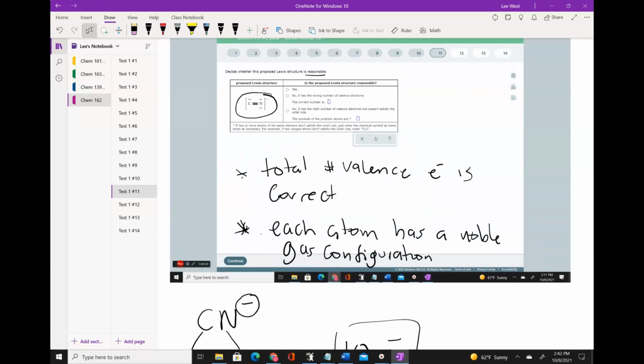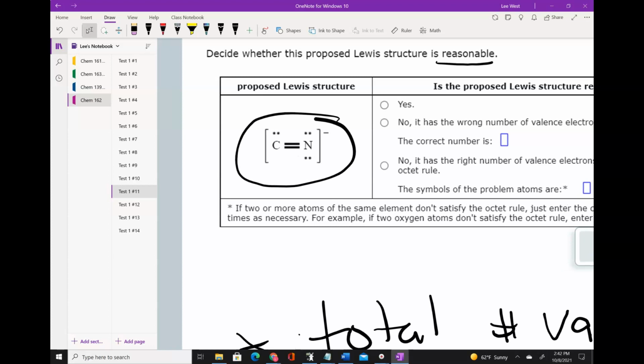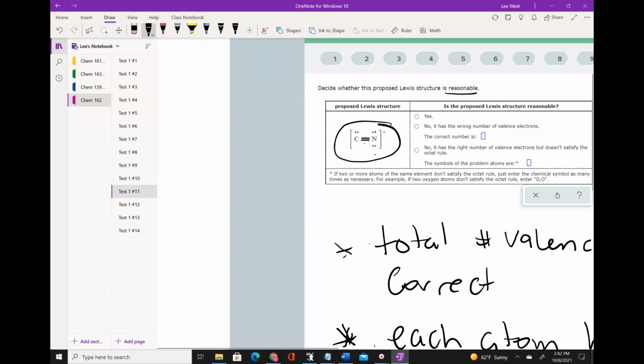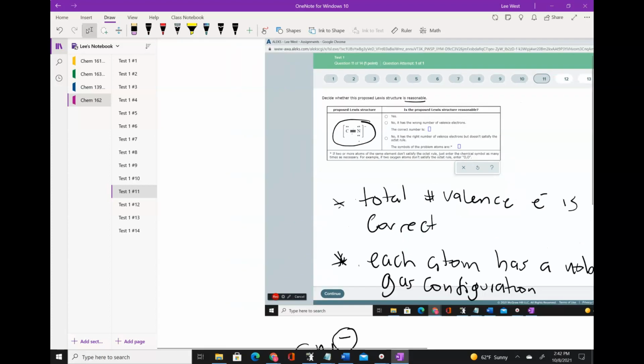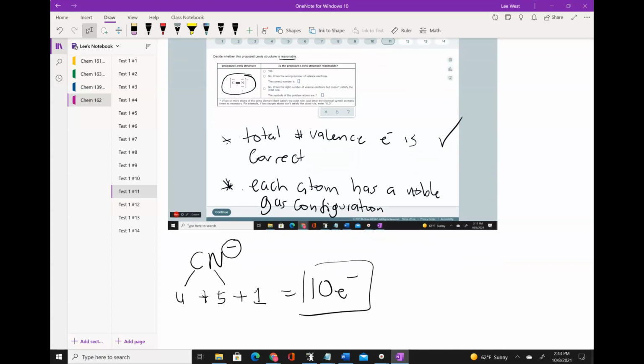So now what I'm going to do is see whether this structure has 10 electrons. 2, 4, 6, 8, 10. So it meets the first requirement. The total number of valence electrons is correct. Remember, every line represents a pair, 2 shared electrons. So keep that in mind. So when we're counting up lines, we're counting up 2 electrons. Okay, so it has the right number of electrons.